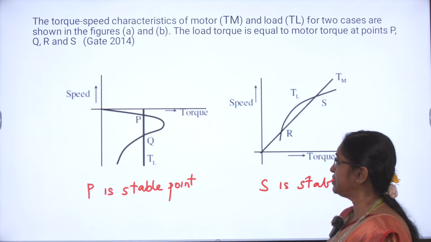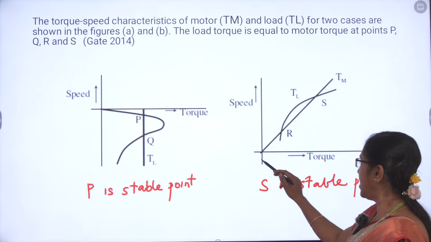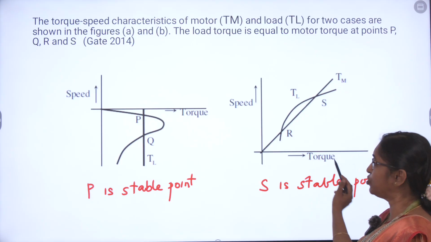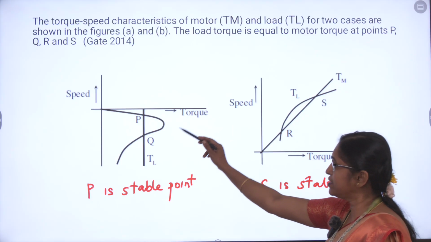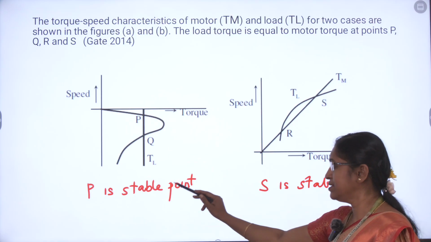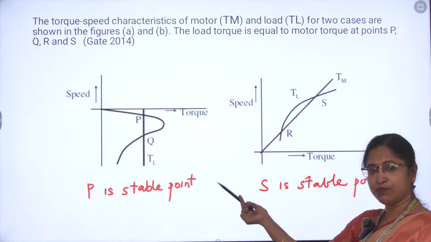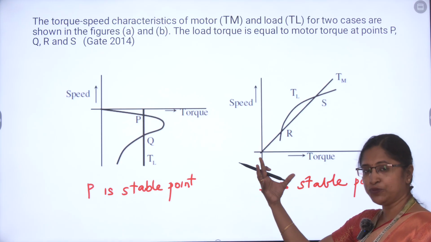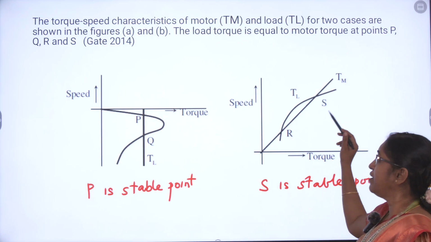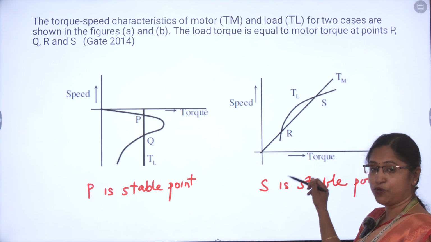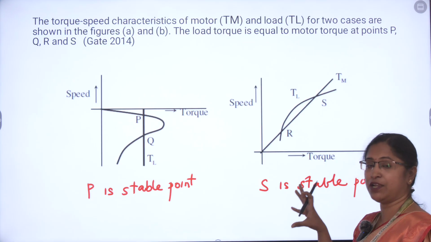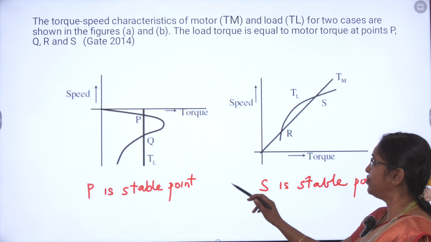So we can see from both the diagrams, actually this is the axis I should have drawn. Speed is positive, torque is also positive. Both are positive in this case. As per the discussion we saw in the first one, P is the stable point, because even when you give a disturbance, the speed tries to come back to the original speed again. And here also when you compare R and S, S is a stable point because it tries to pull the speed to its original because of the higher magnitude and higher opposing force. So this is the answer for these two questions.